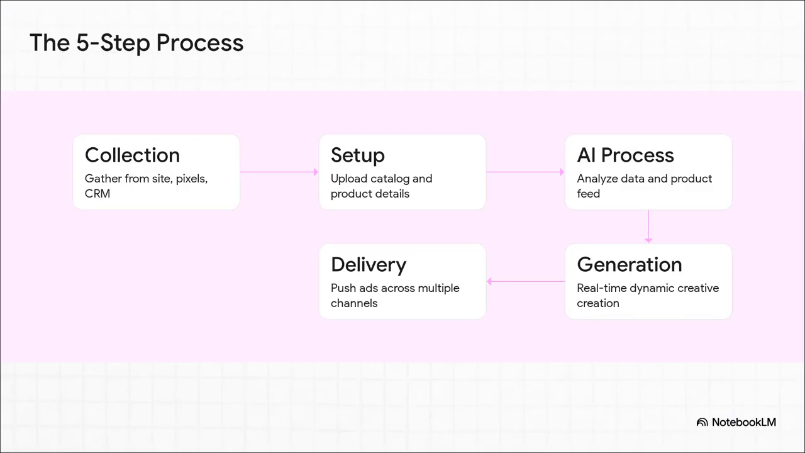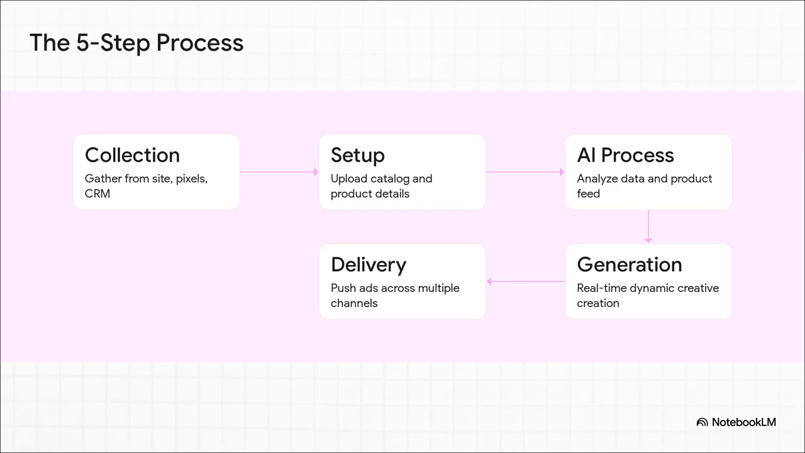Okay, let's walk through this sequential assembly line of how this actually happens. Step 1 is data collection, gathering insights through website visits, tracking pixels, and your CRM, always respecting user privacy, of course. Step 2 is data setup, where you upload your product catalog with details like SKUs, images, and titles. Now, this is where the magic really kicks in.